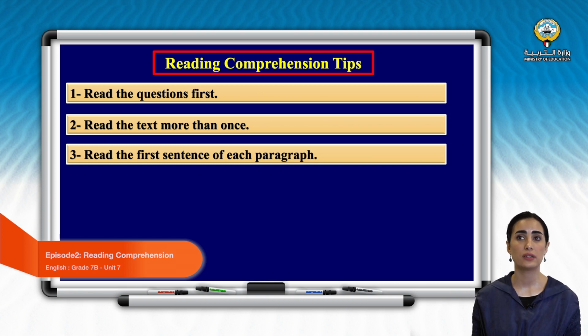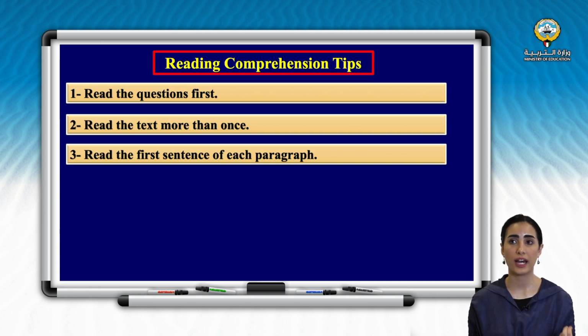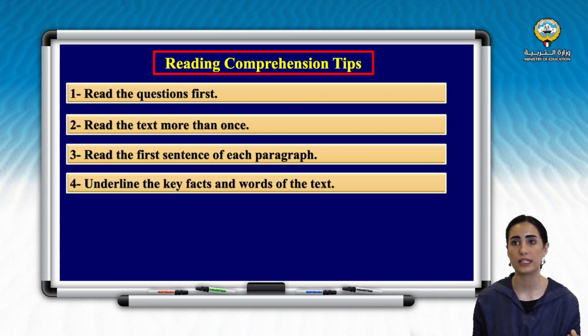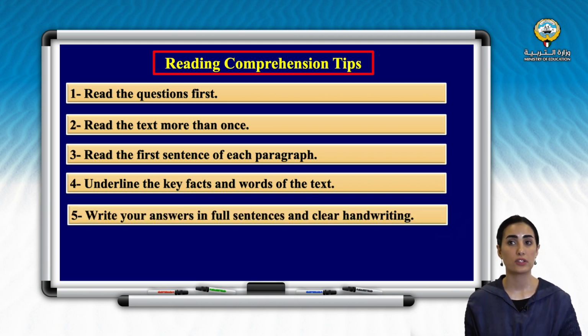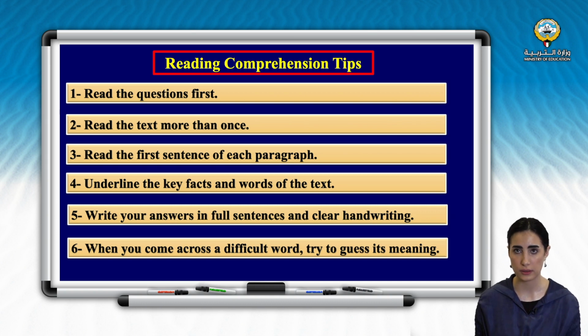Number three, read the first sentence of each paragraph. It's the most important sentence of the paragraph. Of course, you have to have your pen with you when you read to underline the key facts and words of the text. Write your answers in full sentences and clear handwriting. And lastly, when you come across a difficult word, try to guess its meaning from the context.